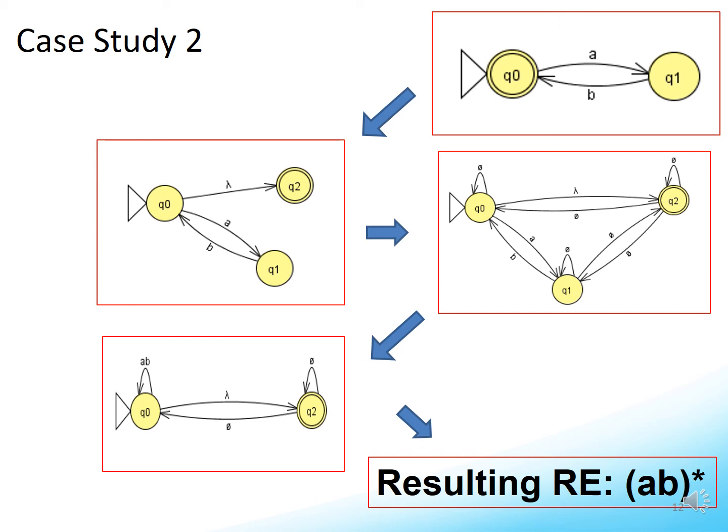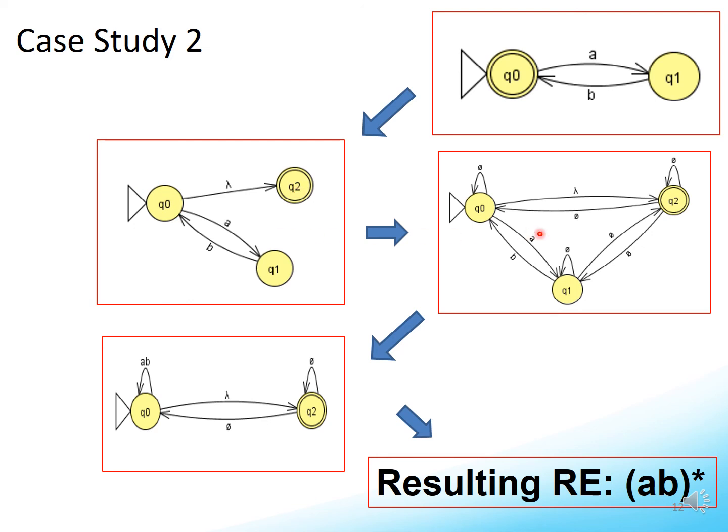We look at the second case study. It consists of only two states, Q0 and Q1. Unfortunately, Q0 is the initial state, and it is also the final state. We need to separate the initial state and final state. So what we do is create a new final state Q2 and make a lambda move from Q0 to Q2. And Q0 is no longer a final state. In this way, we separate the initial state and final state.